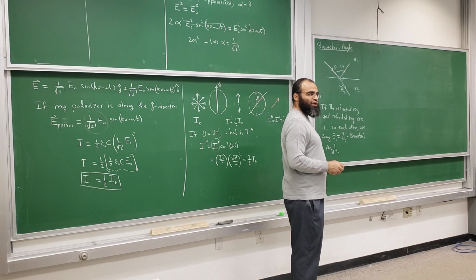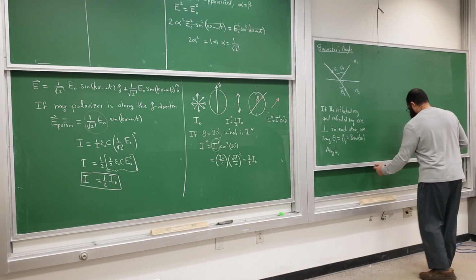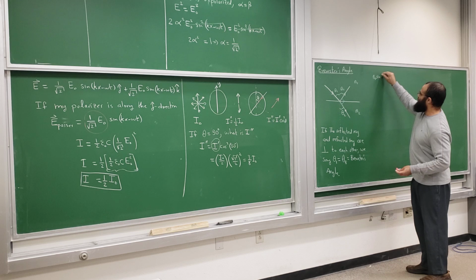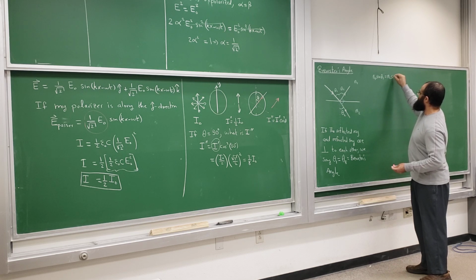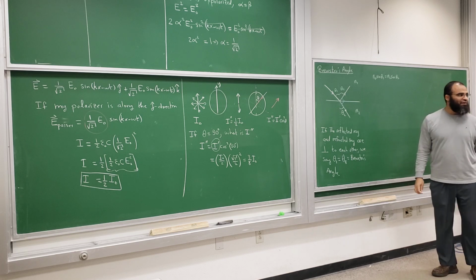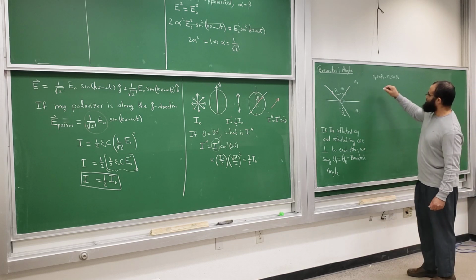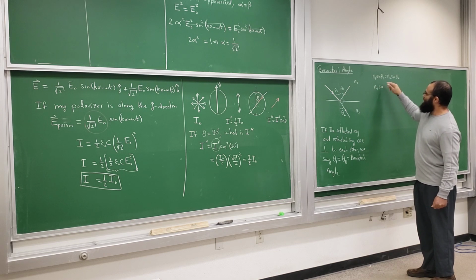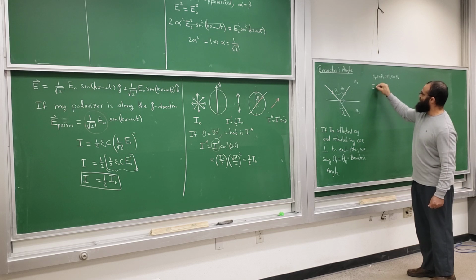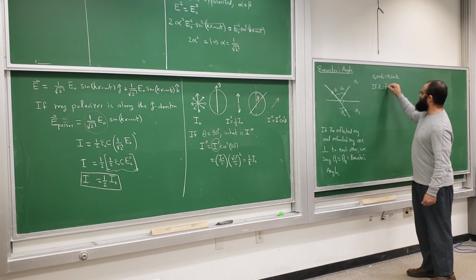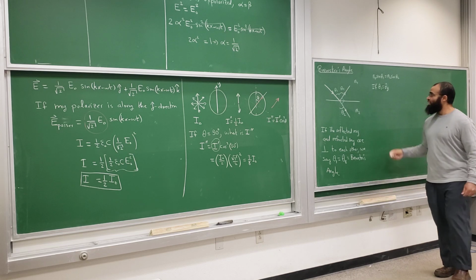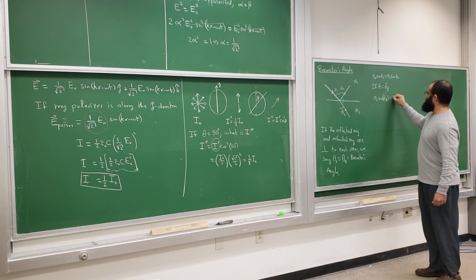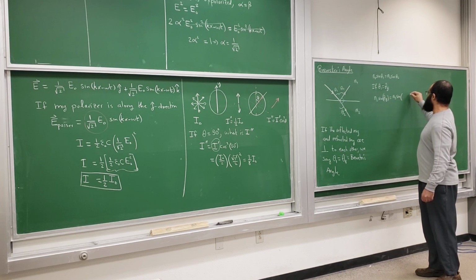So first of all, we know using Snell's law that n1 sine of theta 1 will equal n2 sine of theta 2. You agree with that? Now suppose theta 1 is equal to theta Brewster, Brewster's angle. Then we got n1 sine of theta b is equal to n2 sine of theta 2.